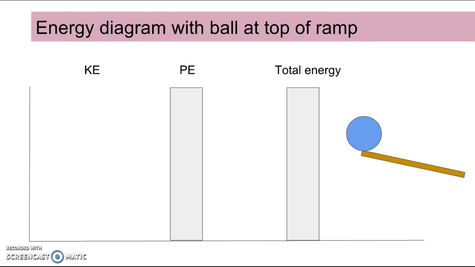This is the energy diagram of the ball when it was at the top of the ramp, not let go of yet. The ball's energy was all potential energy because there was no velocity from the ball moving.